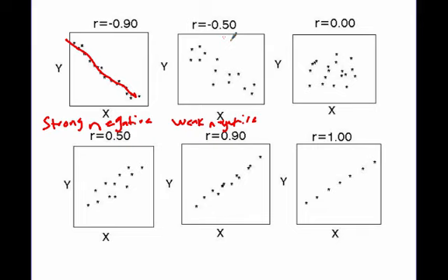Then down here, you'll notice that on these we're sloping up, but once again they're not very close together, so we're going to call this a weak positive correlation. And then these points are all pretty close together and trending upwards, so we're going to call these a strong positive correlation.